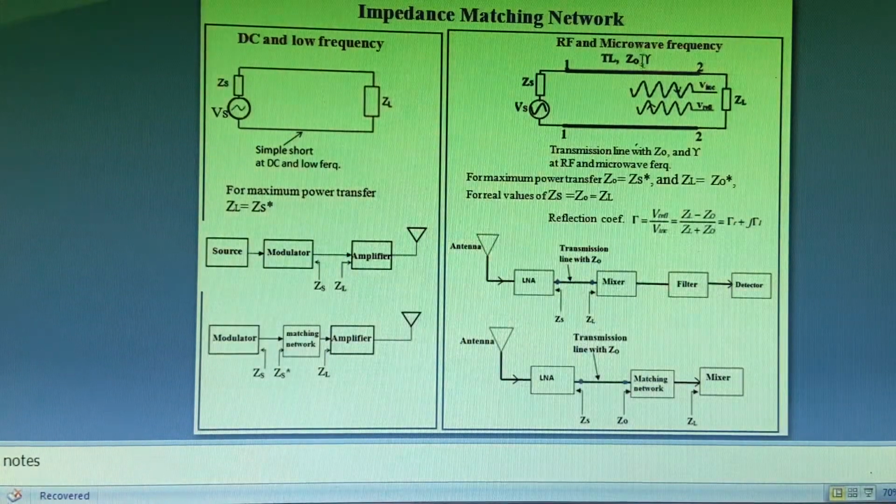We have to consider the characteristic impedance of the transmission line for maximum power transfer from source to the load impedance ZL. All three, Zs, Z0 and ZL, must be matched, then only maximum power will be transferred to the load ZL. If Zs, Z0 and ZL are all real, in such a case Zs must be equal to Z0, and ZL equal to Z0, then maximum power will be transferred to the load ZL.